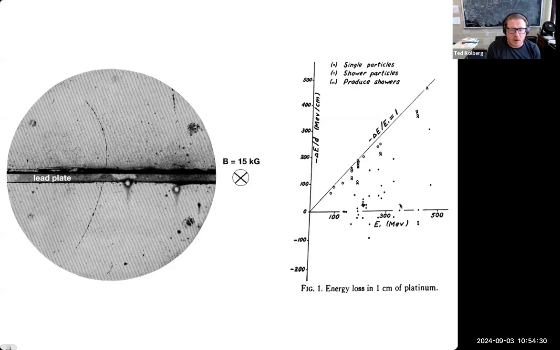Single particles are observed mostly by themselves, not in coincidence with other particles, and they have basically zero energy loss. So the energy loss of the single particles is inconsistent with electrons. Plus, if electrons had such high energy, like 500 MeV, they would often induce a shower in the plate, whereas for the single particles, they don't produce showers. So this is a little bit of a confusion.